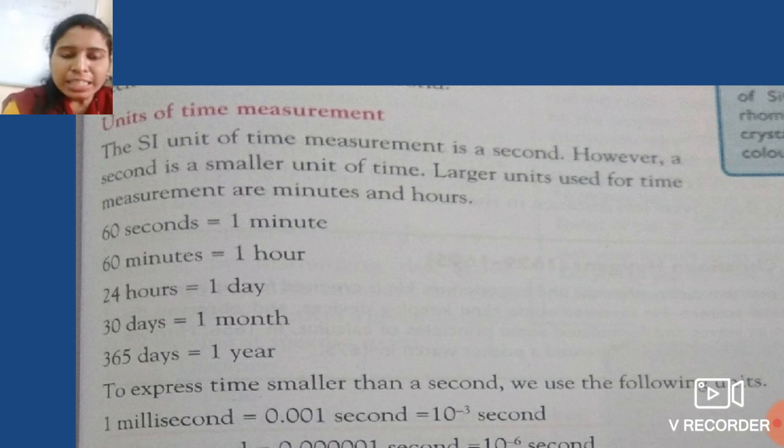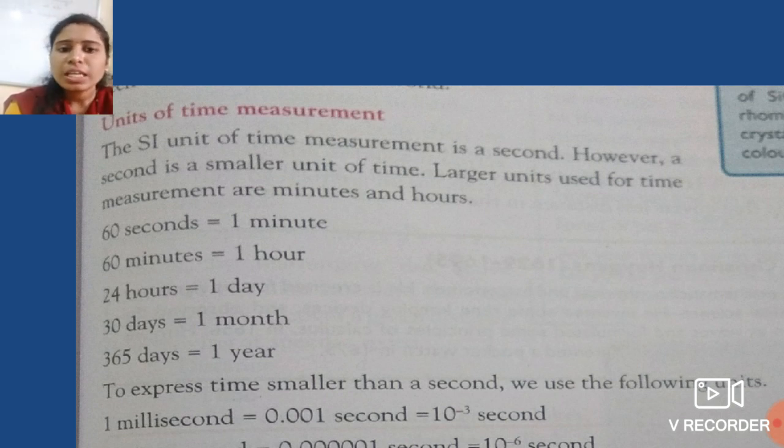But students, rather than these units, there are also some units which are really very much smaller than second. As I have said, second is the smallest unit of time commonly used, but there are certain units which are smaller than this second also, which are really very small. If we want to express these very small units, how can we express them? This is shown over here.